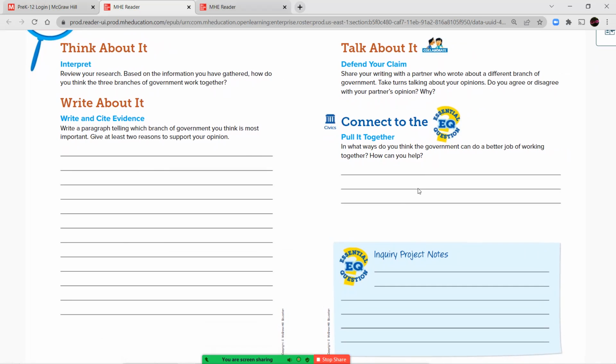And then next for our pull it together section, under where it says connect to the essential question, in what ways do you think the government can do a better job of working together? How can you help? So this is an opinion question. You can answer it any way you like that you feel would be a good way to make the government do a better job of working together. Again, remember to use complete sentences.